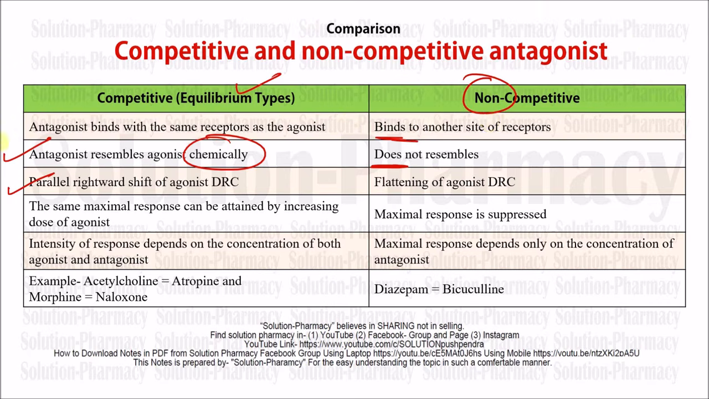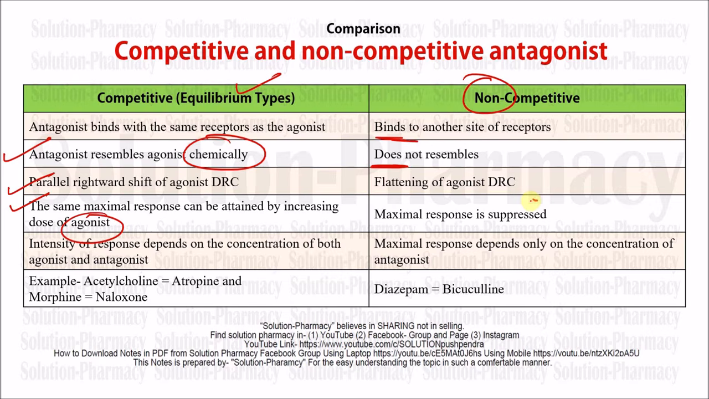But in case of competitive antagonist, the next differentiation says the same maximal response can be attained by increasing the dose of agonist. If you want to overcome the action of the antagonist, then you have to increase the concentration of agonist so that the agonist will again compete with the antagonist, and because its strength is increased, it will replace the antagonist again. So this is all about the concentration, the increasing dose of the particular drug, in case of agonist or antagonist both. But in case of non-competitive, maximal response is suppressed.